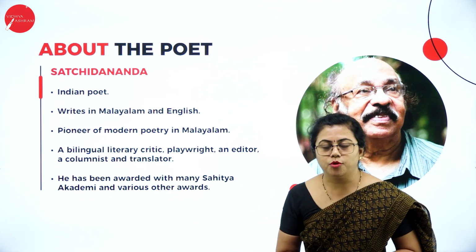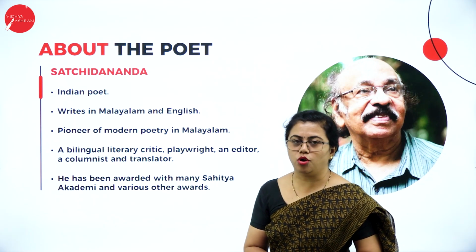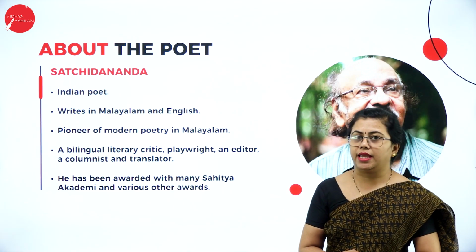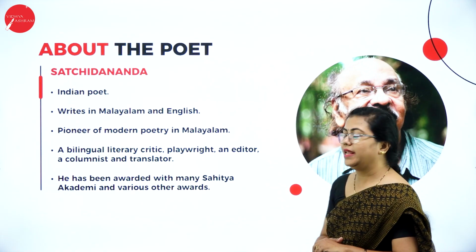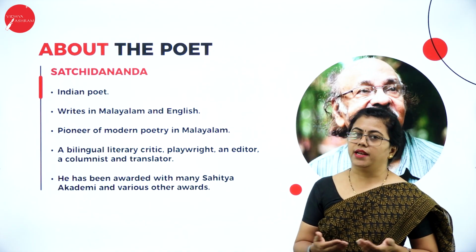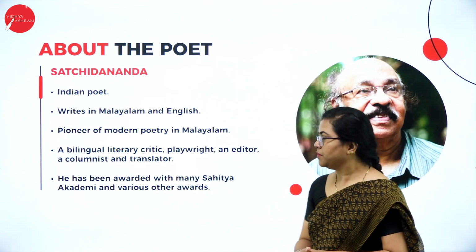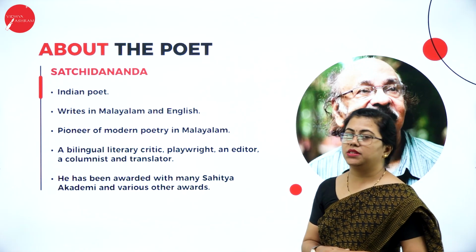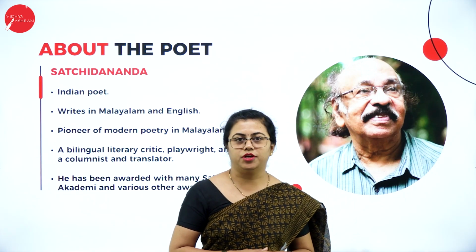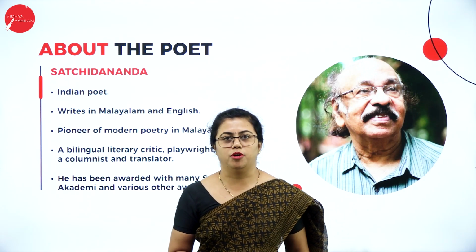So he was an Indian poet. He used to write in Malayalam as well as English. He has translated many works to English also. He is the pioneer of modern poetry in Malayalam, he can be told like that. So he was a bilingual literary critic, a playwright, a columnist, a translator, an editor, all in all. So he has played so many roles in the society. He has been awarded many times with the Sahitya Academy Awards, and also various other awards have been conferred on him. So let us now understand the theme of this poem.